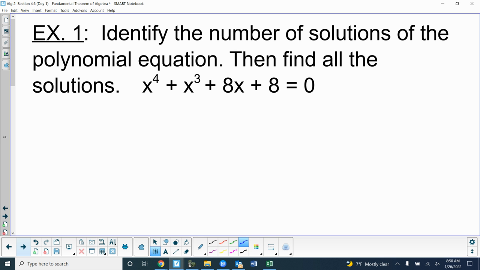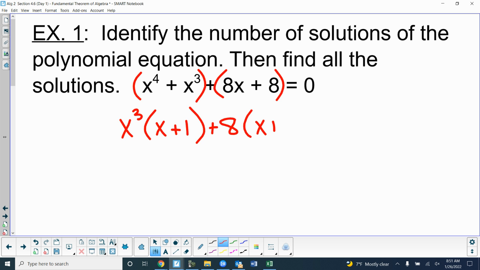First of all, how many zeros are we going to have? 4. So go ahead and find them and see how you do. I'm going to do it by factoring. You guys do it on your calculator. I only got 2 as well.